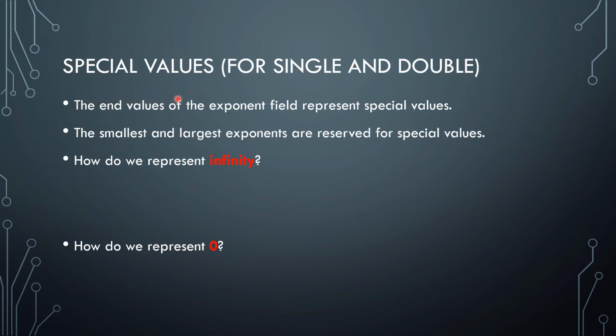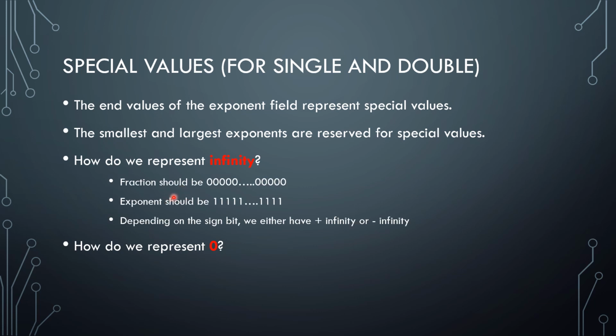There are some special values, and this applies for both single and double representation. The smallest and largest exponents are reserved for special values. How do we represent infinity? To represent infinity, all fraction bits should be set to 0 and all exponent bits should be 1. Now, depending if we want minus infinity or plus infinity, this is where the role of the sign bit will play. If it is 0, it will be plus infinity. If it is 1, it will be minus infinity.